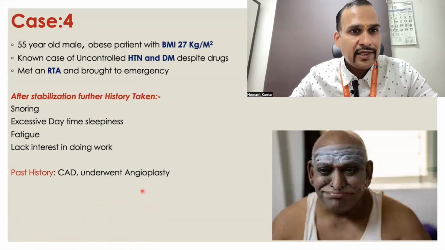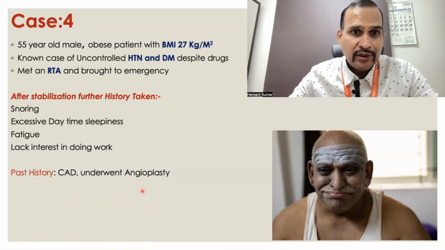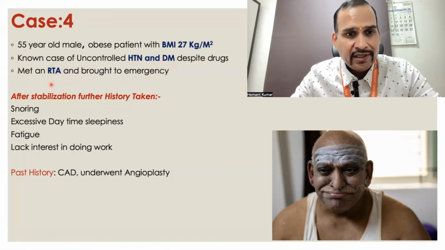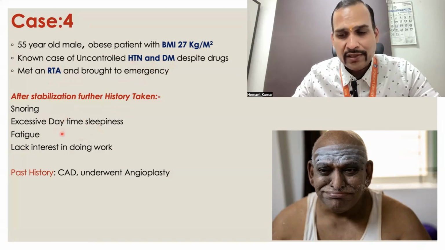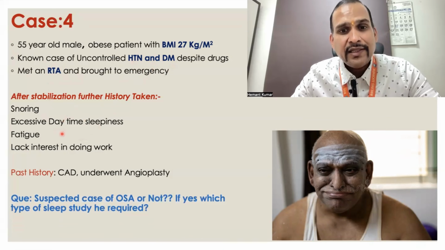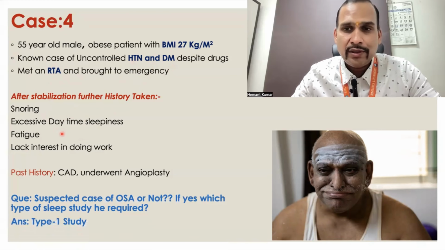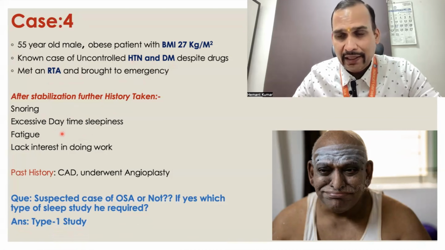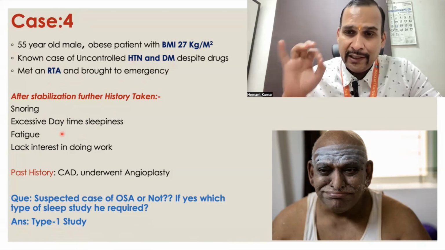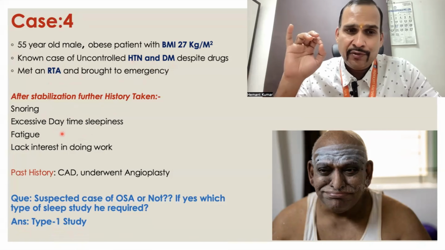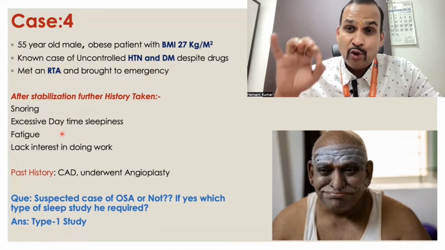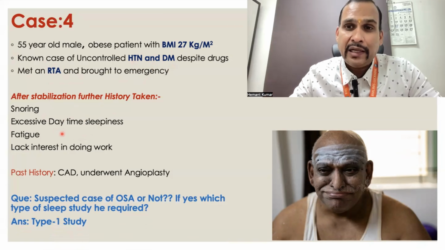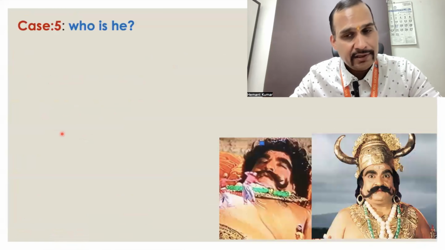Now this is case 4 I have shown you. So this man has comorbidities, a road traffic accident, and symptoms suggestive of OSA. Definitely, this patient is suspicious of OSA. We have to do a type 1 study only. I should not repeat again that any patient who has symptoms suggestive of OSA along with comorbidity, do only a type 1 study, none other than this.